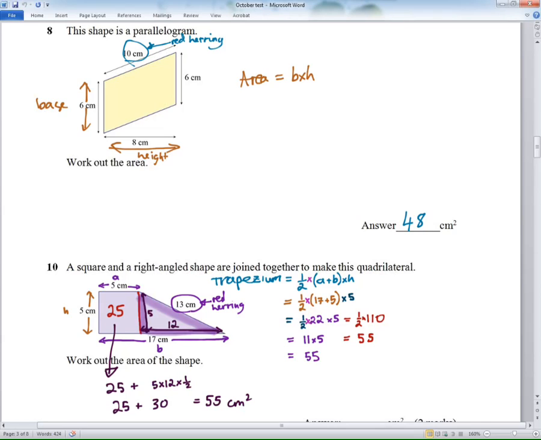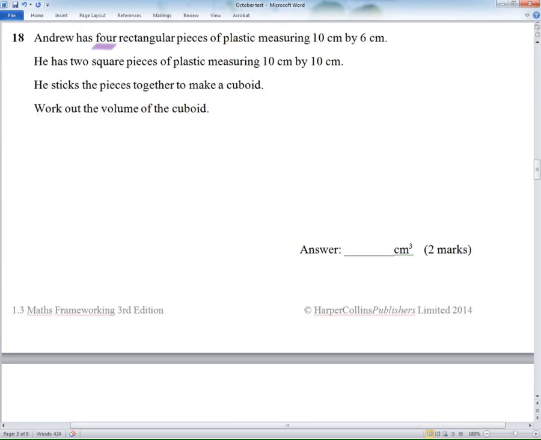Only a few people got this question correctly, so you need to really think carefully about these area questions, which lengths you need and which lengths you don't. Also, not knowing the formulae is a criminal offence. You must know these formulae. Okay, let's move on. A few people did this question really well.